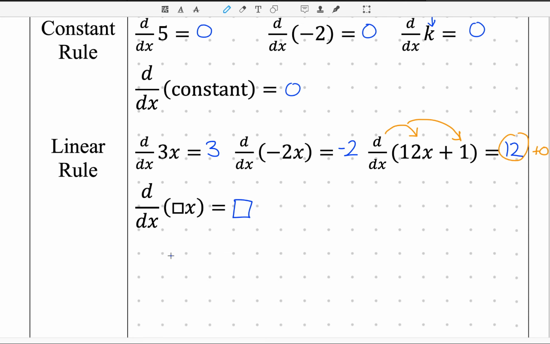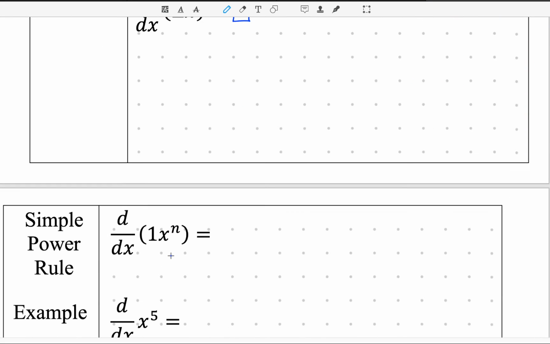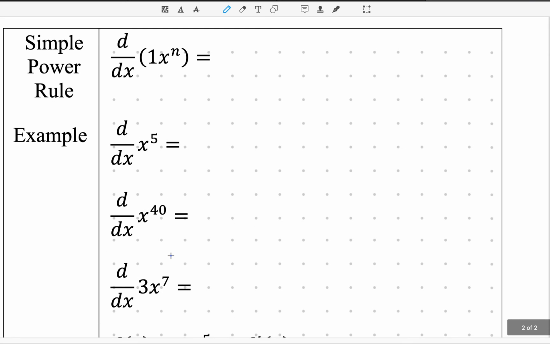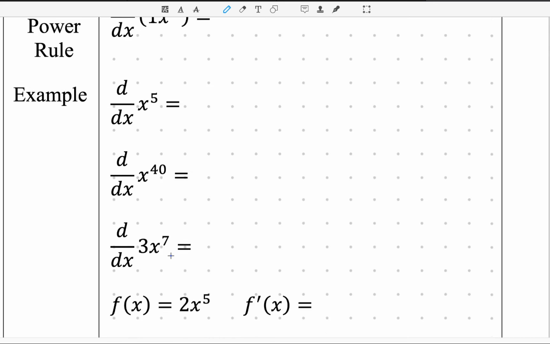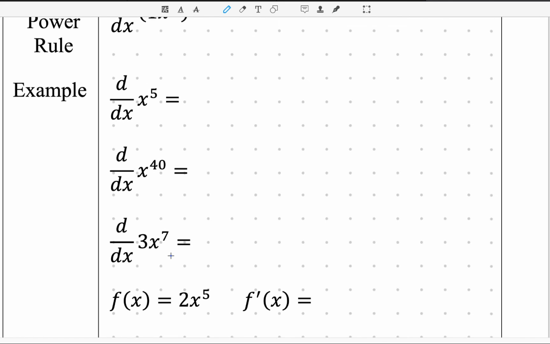All right, I consider those to be our baby derivatives. Let's talk about the overarching rule. There is one common thread. If you know this one rule, you can take the derivative of all of these. It encompasses the constant rule, it encompasses the linear rule, and I call that the simple power rule. We're on the back. On the simple power rule, I will tell you the formula, but let me do a few examples here.